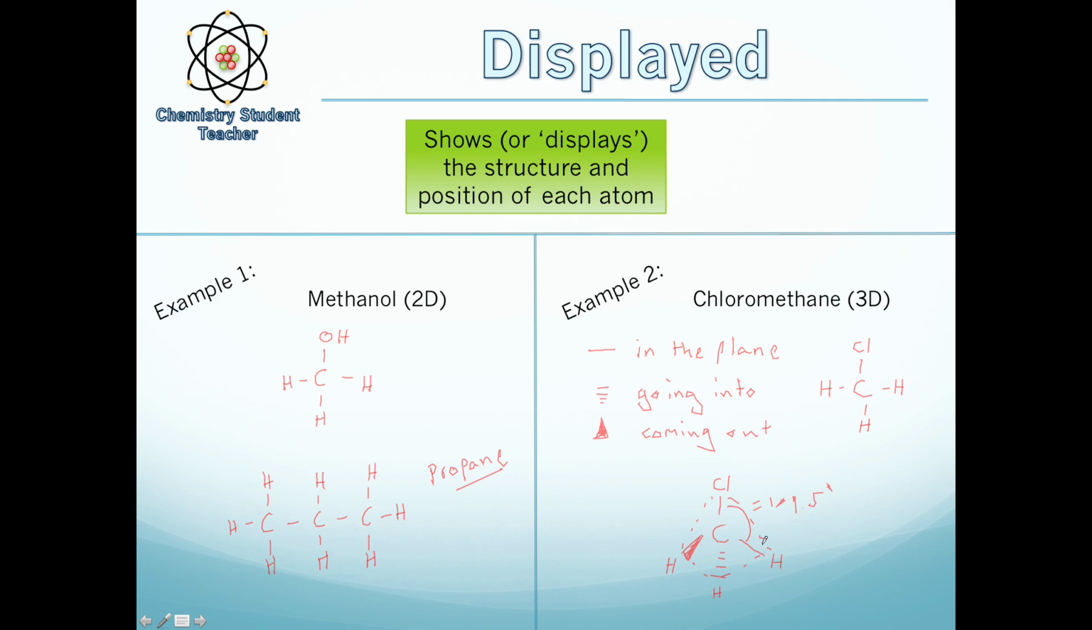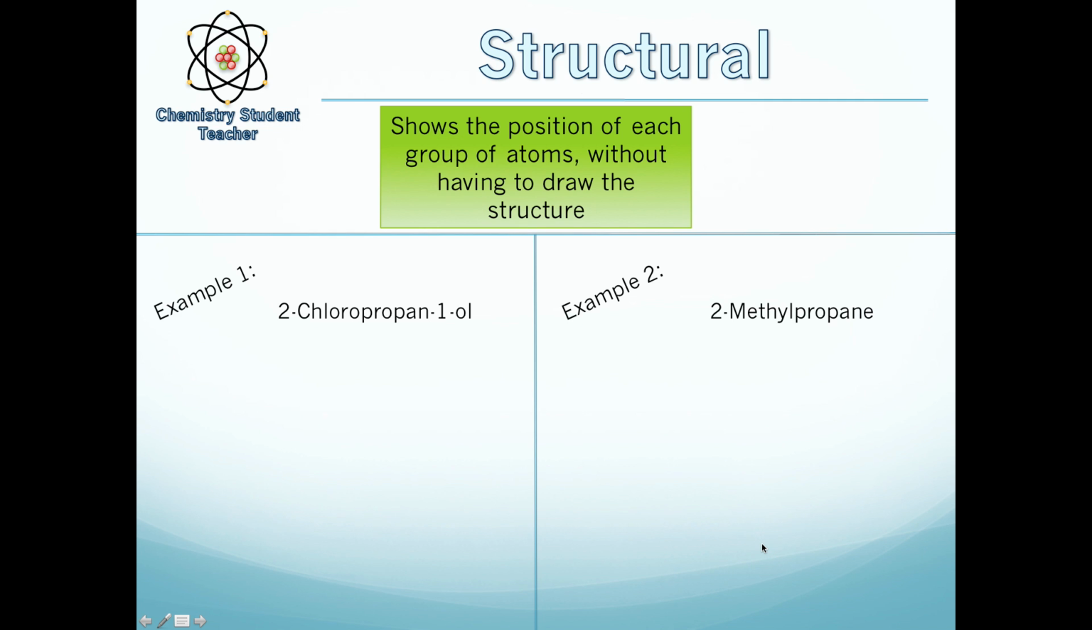So if we go on to the next one, we're looking at the structural formula. So this is one that you're going to meet at A-level again and use a fair bit. So it shows the position of each group of atoms without having to draw the structure. So if I do the displayed formula from earlier for 2-chloropropan-1-ol, we've got prop, so that's C3. On carbon 1 we have an OH. On carbon 2 we have a Cl, denoted by the 2 and the 1 respectively. And the rest, as it's propan, which says alkane, we just have hydrogens.